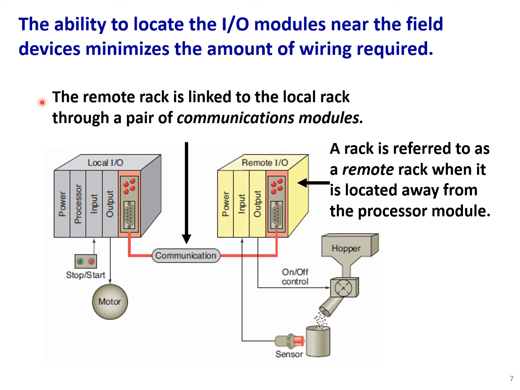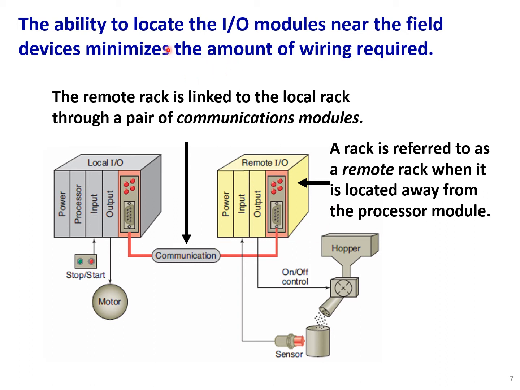The remote rack is linked to the local rack through a pair of communication modules. So here we have our local I/O, and here we have a remote I/O. Local I/O are those located on the main rack of the PLC. We have a processor or CPU and power supply unit. So this is basically the main block of our PLC, and here we have remote I/O.